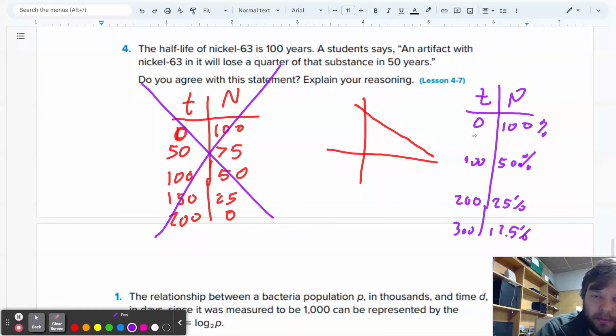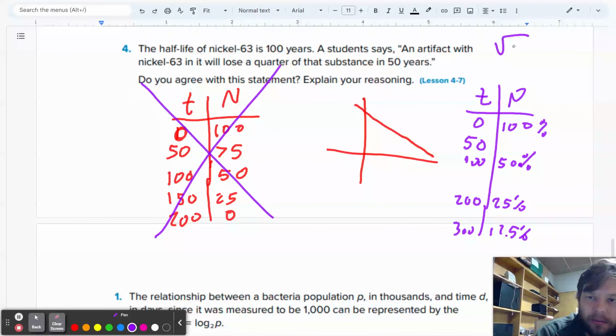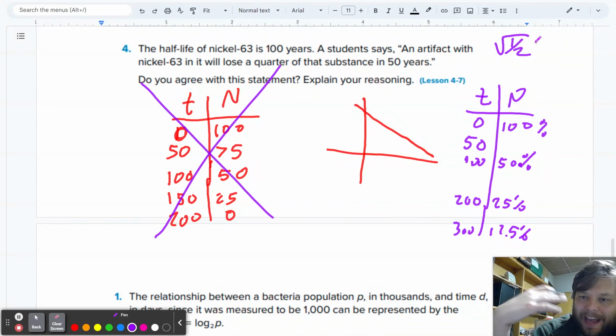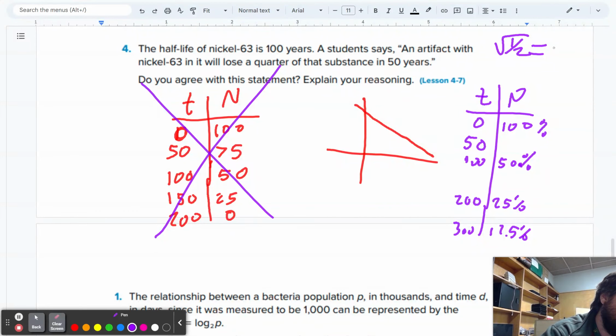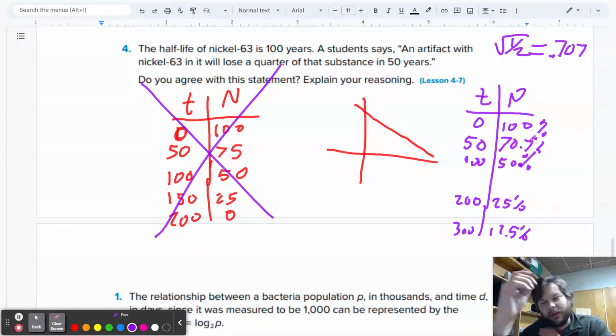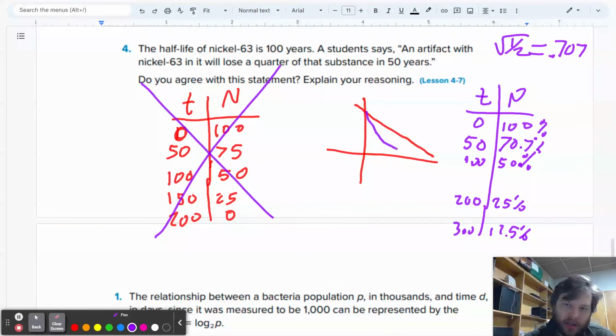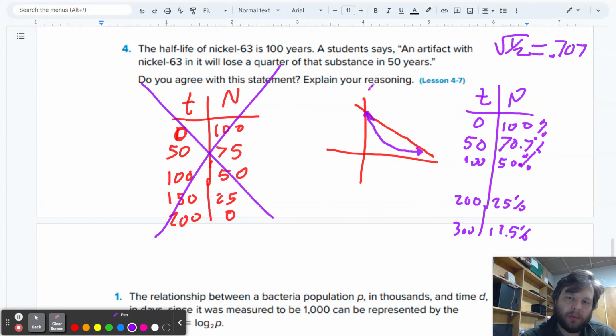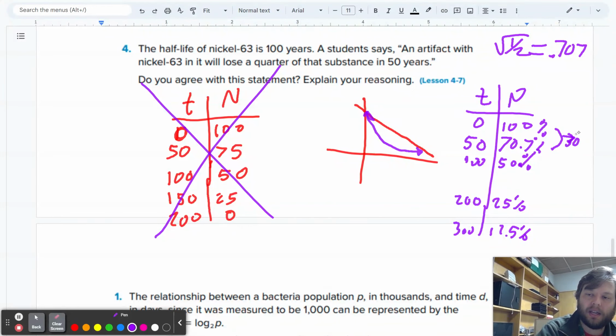If you want to know what's in between here, you can take the square root of half. Because if it goes down by a half for 100 years, then it goes down by the square root of a half each time in between. The square root of a half is about 0.707, so we'd have about 70.7%. It needs to go down by more in the first chunk. The curve goes down by more initially, and then it flattens out. That's how exponential curves work. So this drop is almost 30%, and then this drop looks like 20% because you have less left over.